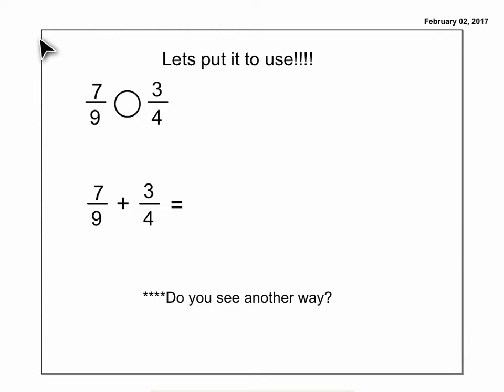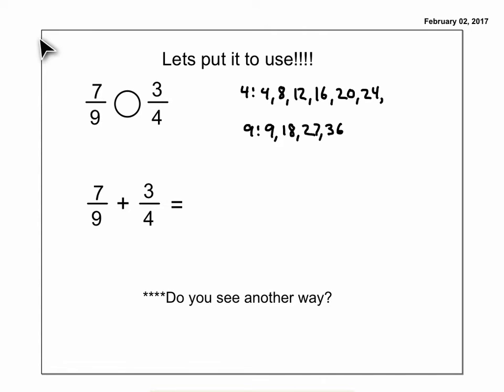Now let's put this to use. We got some easier problems here. What is the least common multiple of 9 and 4? Well, I'm going to use the multiple method this time. So my multiples of 4 are 4, 8, 12, 16, 20, 24. I'm going to do my multiples of 9 now. 9, 18, 27, 36. No matches yet. I probably should go up and continue off my 24 here.